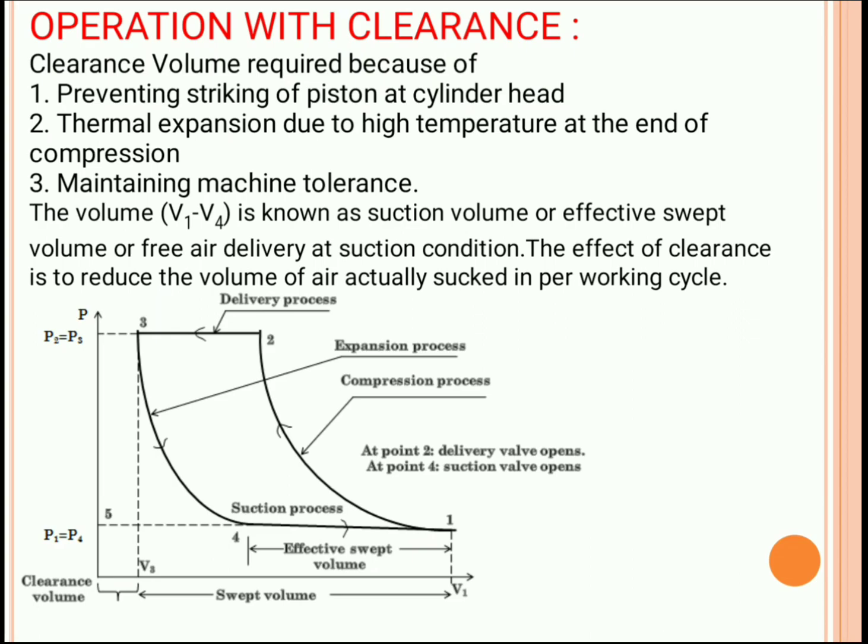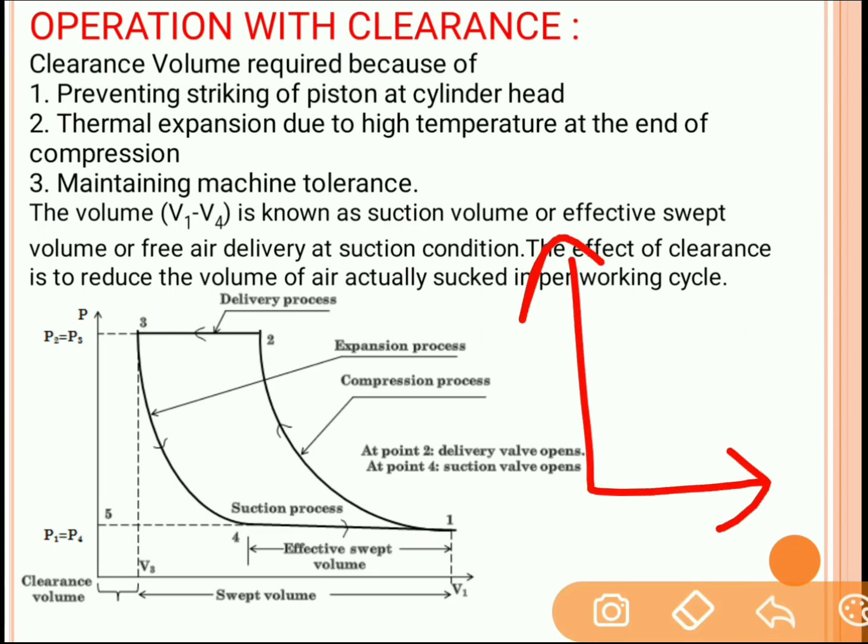In case of operation without clearance, the PV diagram was like this. Point 1, from point 2, this is the compression process, and at the end of the compression process, there is a delivery process. So at the end of the delivery process, the volume was zero in operation without clearance. So this is without clearance.